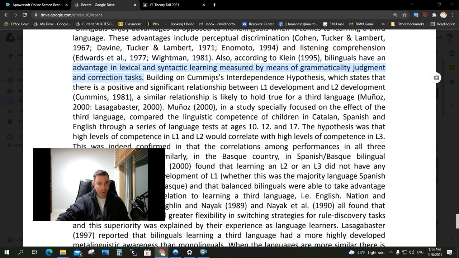Going back to Cummins, remember, Cummins in the last group is talking about cognitive demands and linguistic demands. So ideas and language are 2 separate things to think about.